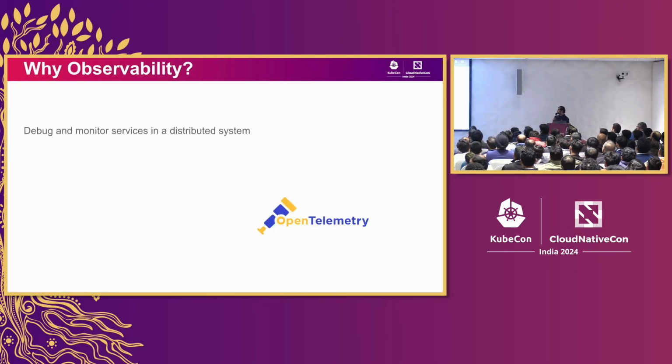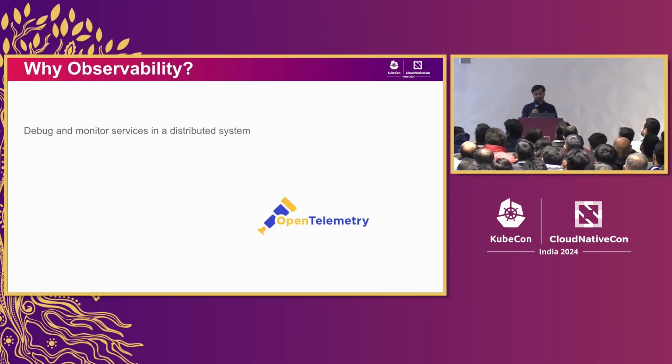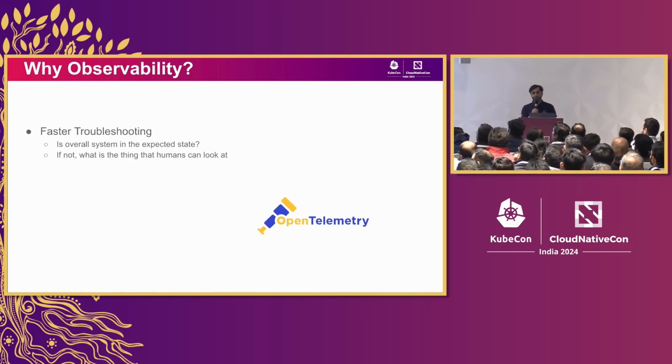So why do we want observability? Well, assume you have some services deployed in a distributed system, and these services talk to each other on various user actions or just to achieve some task. There are often certain questions we end up asking ourselves when we are debugging a service. Is the overall system behaving as expected? Is there something wrong going on? If there is something wrong, where do I look to figure out what is going wrong?